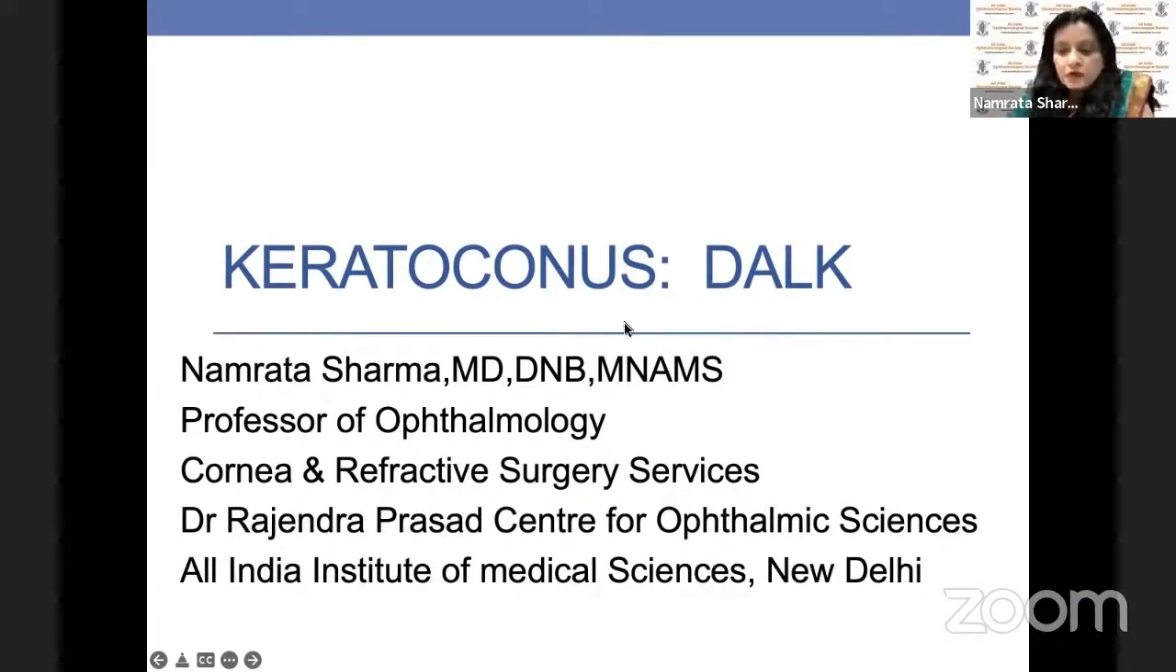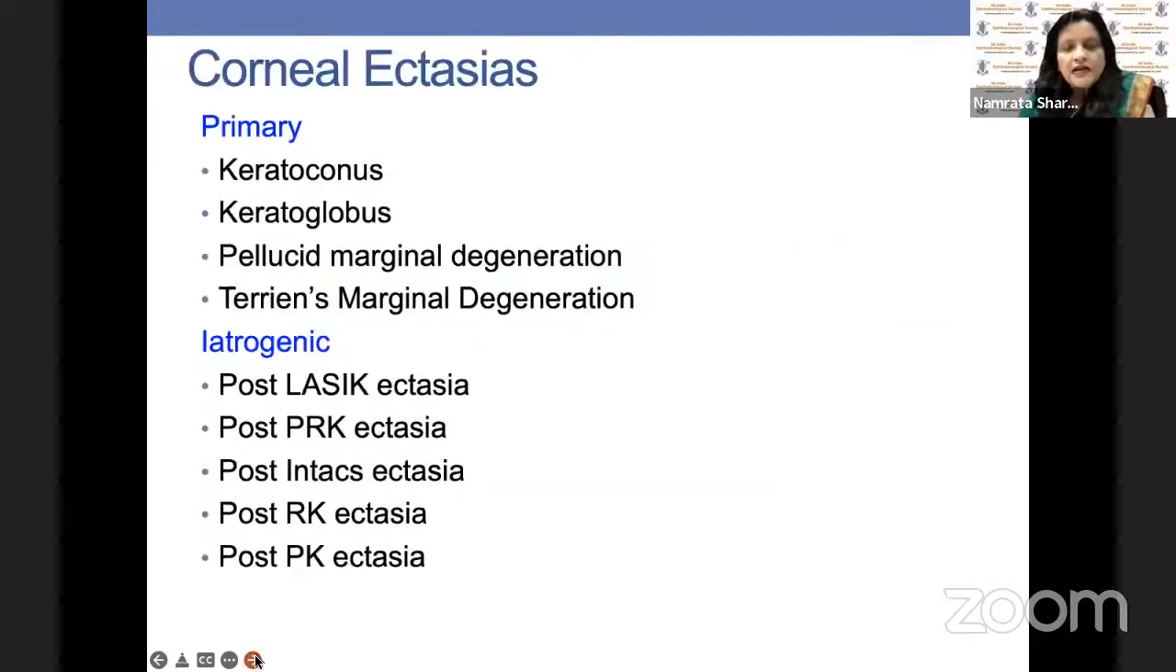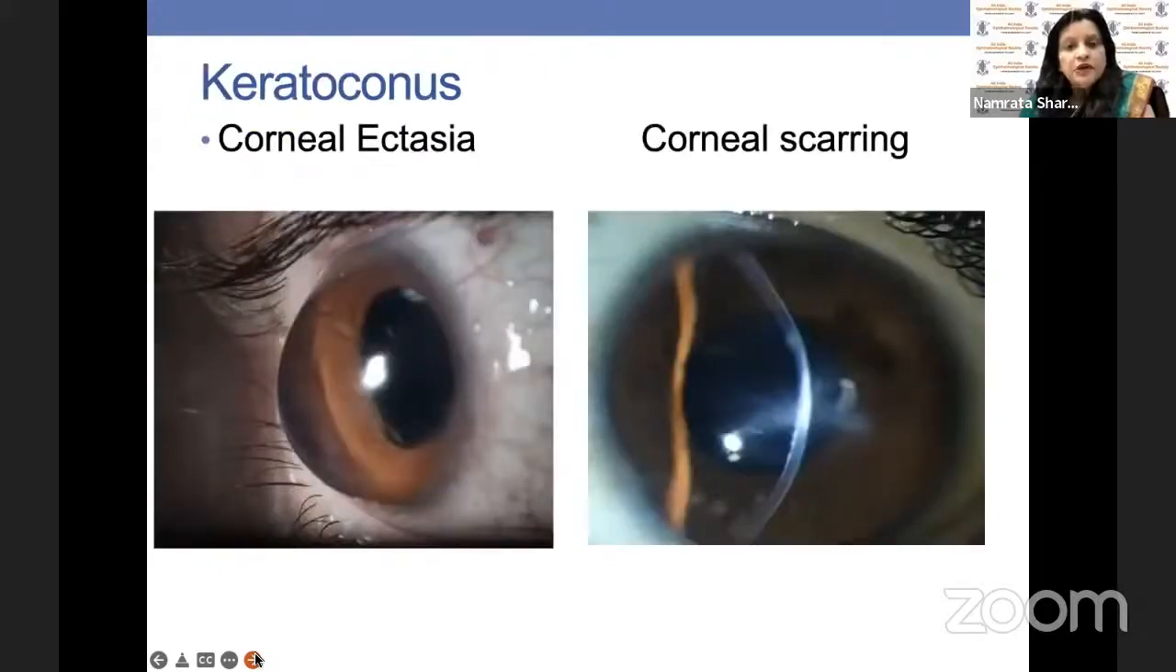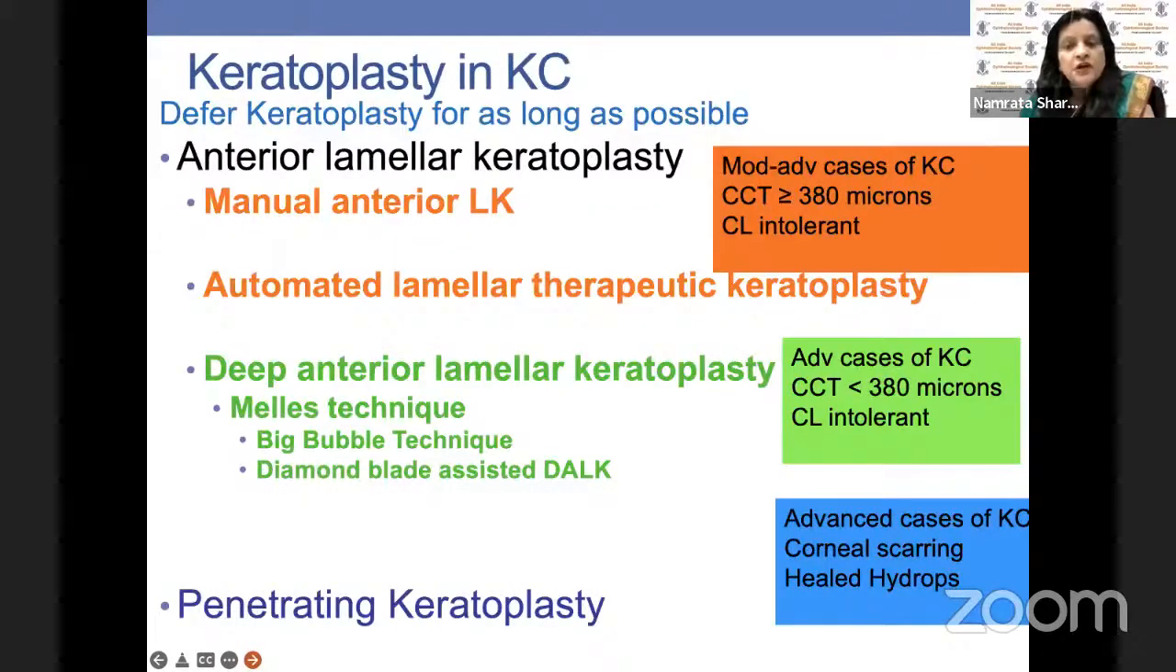Yes, yes. Okay, so this might be a little change, but I would be talking to you about deep anterior lamellar keratoplasty in cases of keratoconus. And ectasias could be primary or iatrogenic, as has been talked about, and DALK can be done in any of these cases, especially when they become more severe and more advanced cases of keratoconus.